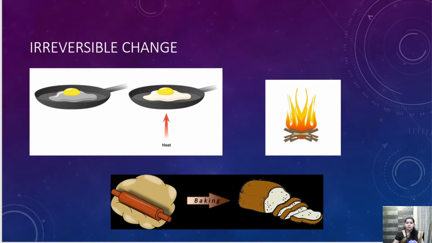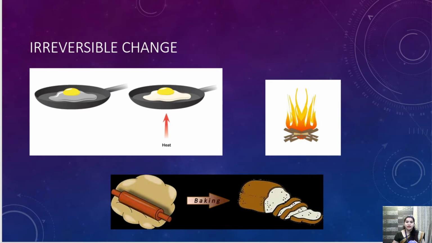Now, burning of wood. You are burning the wood. There is a change. You cannot form the wood again. You cannot take that wood again. You cannot obtain the same wood after burning it. So this is an irreversible change.